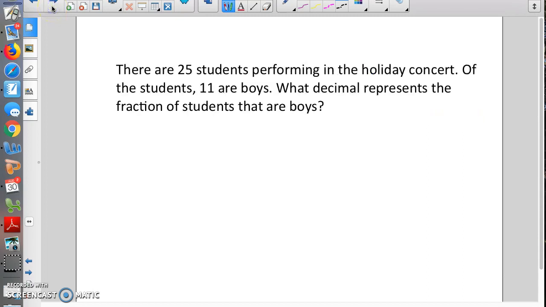Here are the ones I really wanted to get to, the word problems. Do not let these freak you out. You know how to do these. We worked on them Friday. We worked on them today.